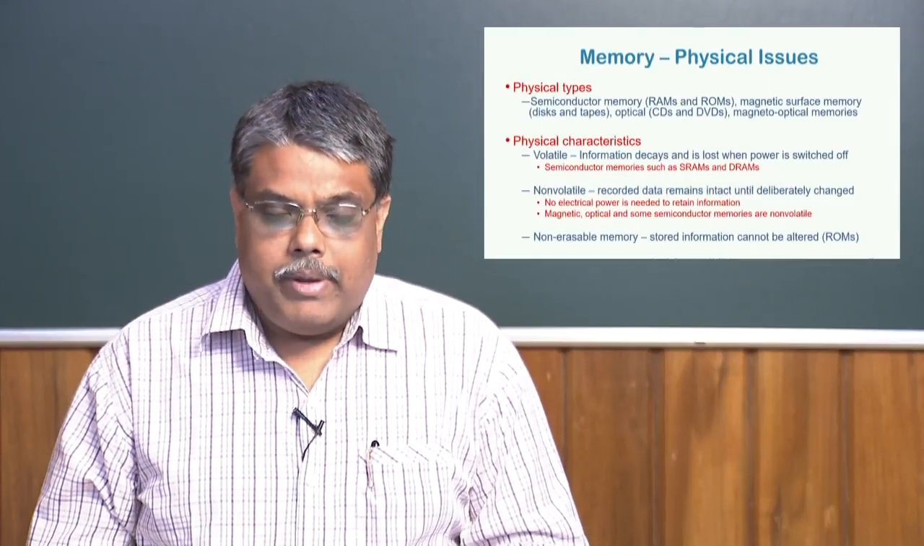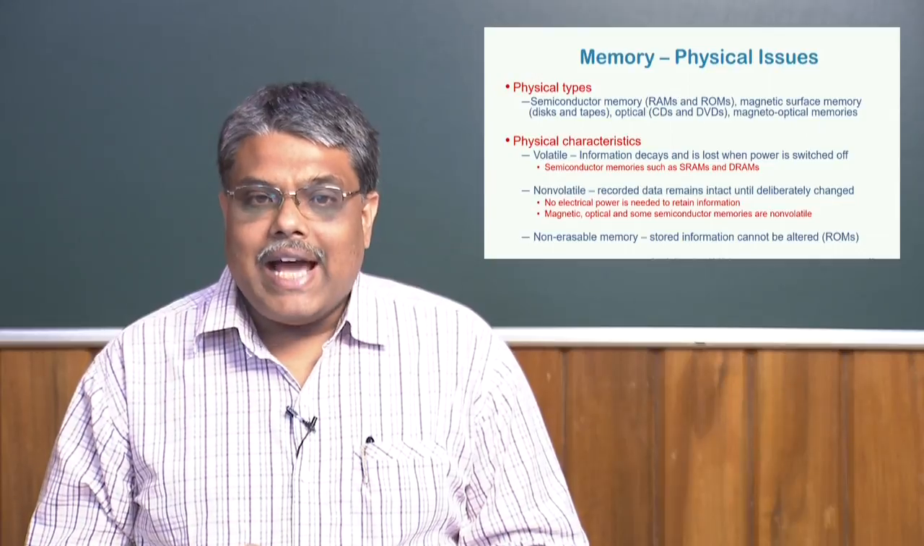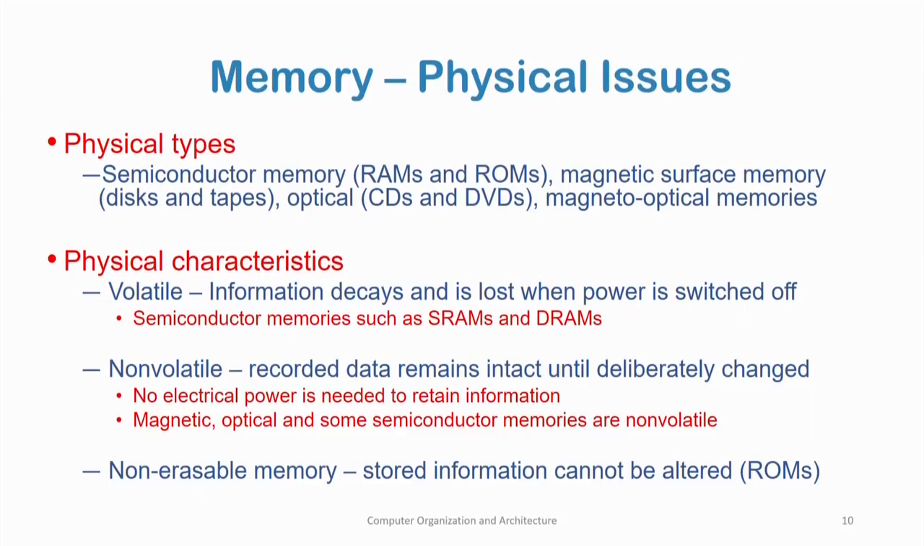Physical issues of memory. So, what are the physical types of memories that are available? We have semiconductor memories, that is RAMs and ROMs. We have magnetic surface memories, magnetic disks and magnetic tapes. We have optical memories, CDs and DVDs. We also have magneto-optical type of disks.